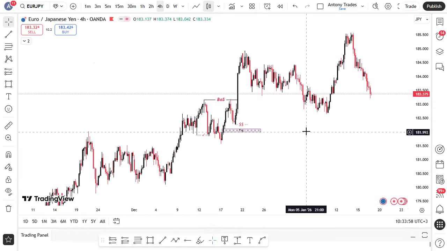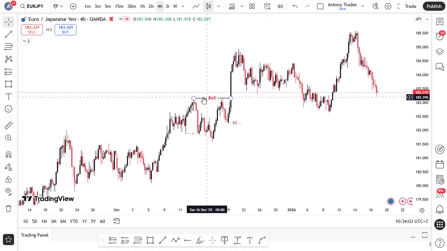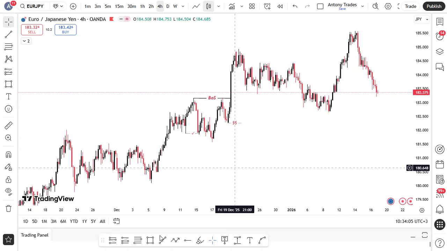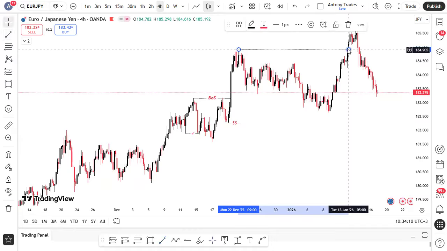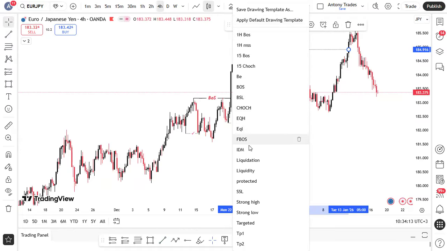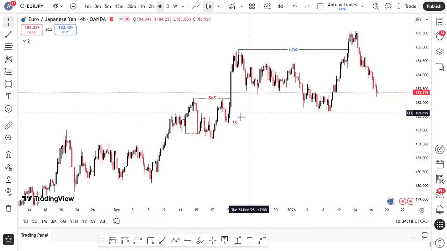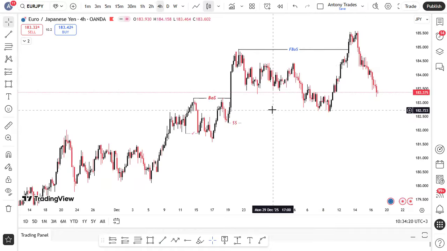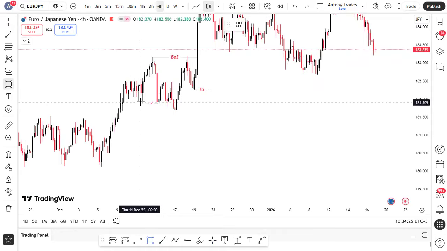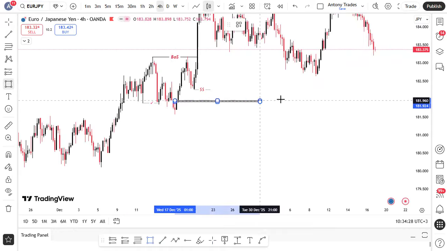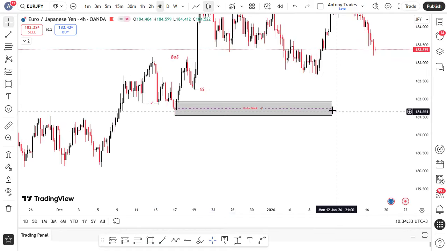So what do we have on Euro JPY? In fact, the Euro JPY looks more clean. We have a break of structure here, but for me, this is what I call a fake BOS. Why am I calling this a fake break of structure? Because it never swept liquidity. Earlier, you can see this break of structure swept inducement down here, and we had a very nice order block down there.